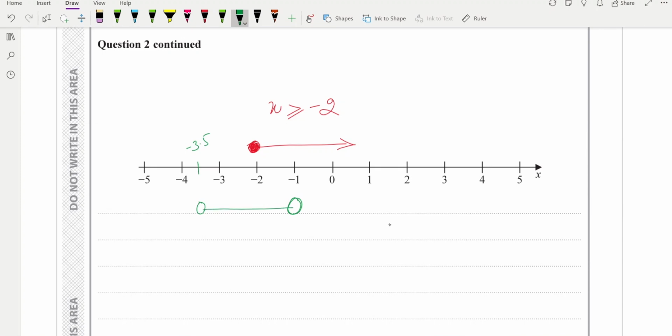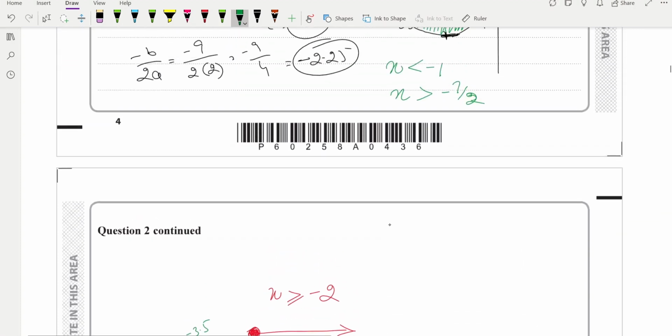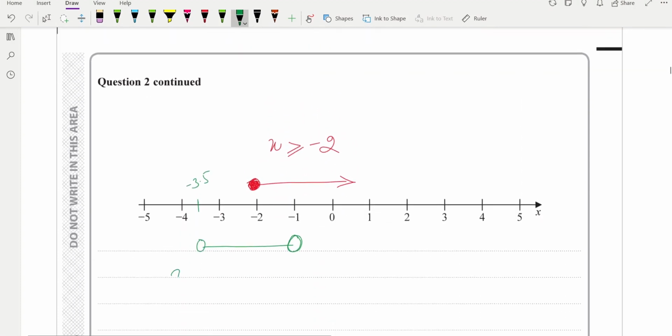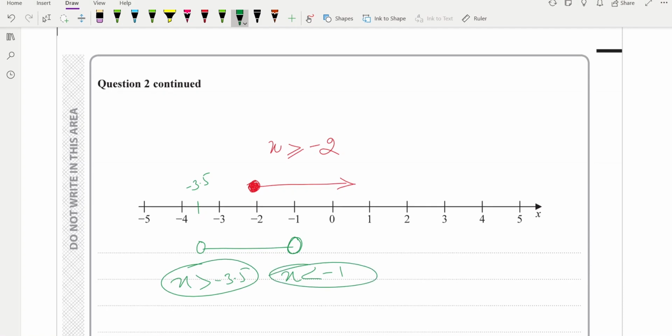So this will be our solution. We can write those equations also over here. X is less than minus 1, and I will write on this side, x is greater than minus 3.5. So these two equations also we have written over here.